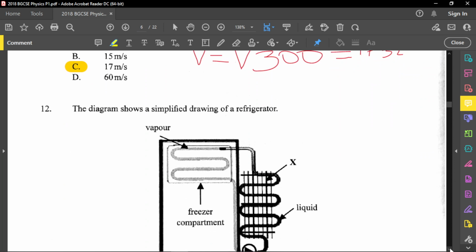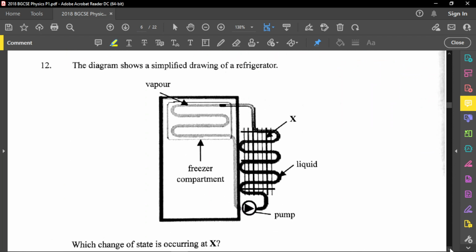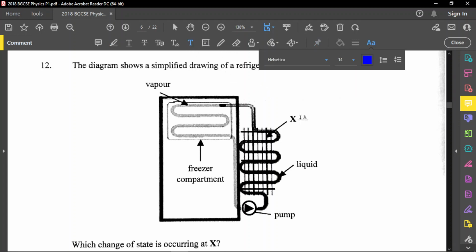All right, question number 12. The diagram shows a simplified drawing of a refrigerator. Which change of state is occurring at X? So what is taking place at X? X is what they call a condenser. That's the first thing you need to know.